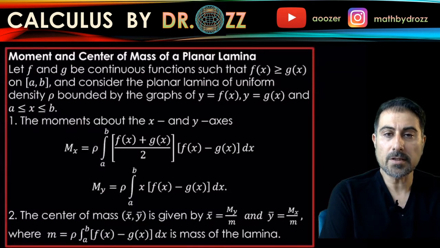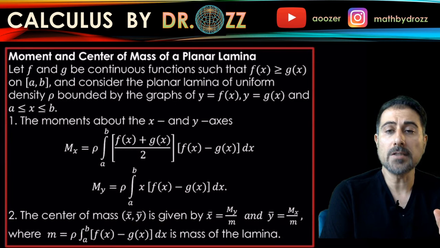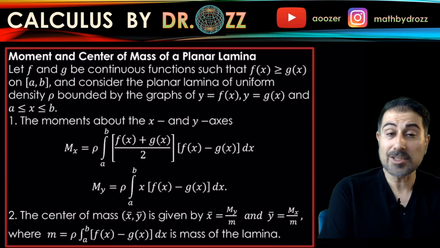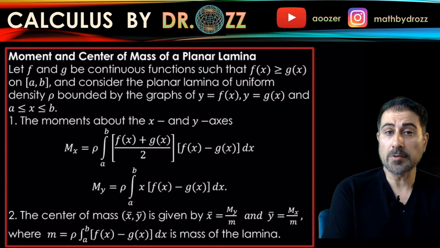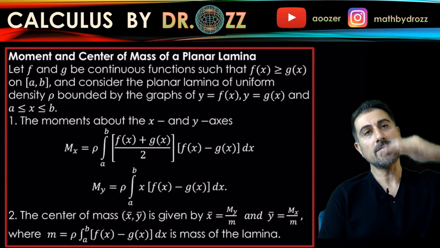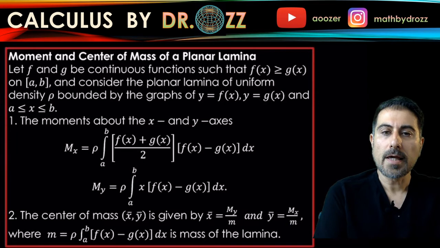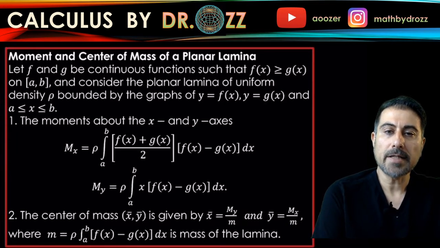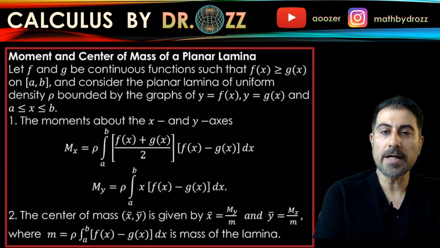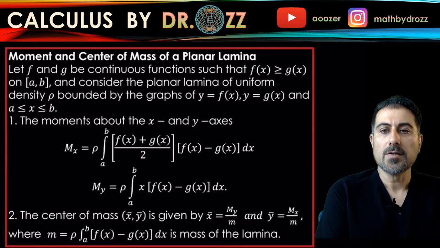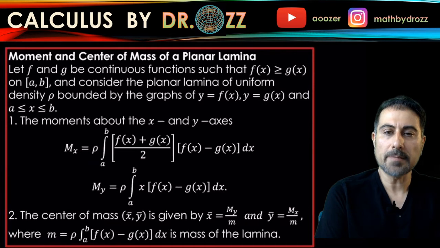Essentially, the formula goes like this. If you have two continuous functions f and g such that f is greater than or equal to g, so in terms of their graphs, f is always at the top and g is always at the bottom. And we consider the planar lamina of uniform density rho bounded by f and g, and x is in between a and b. So then we can talk about the moments about the x and y axes, okay?